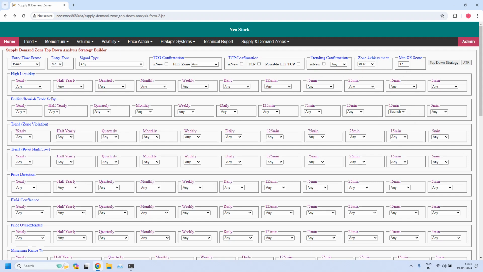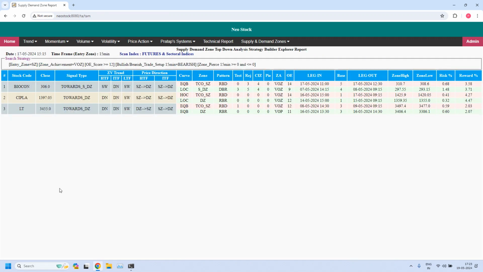But this time the filters are applied to 15 minutes supply zone. Earlier it was applied to 15 minutes demand zone. Now the filters are applied to 15 minutes supply zone. So let me generate the report. So these three stocks are filtered. Currently only three stocks are supporting bearish trade setup.